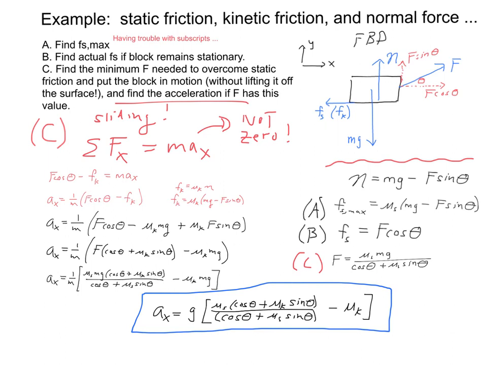So we've got this term here, cosine theta plus mu sub k sine theta, and here in the denominator we've got cosine theta plus mu sub s sine theta. If mu sub k and mu sub s had the same value, this parentheses term and this parentheses term would be the same, so they'd cancel. And we'd have g times the quantity mu sub s minus mu sub k. And if mu sub s and mu sub k were equal, we'd have g times 0, giving us 0 a sub x. So at least our result checks out in that way. So we can check the limiting case, and we can check the units, and then we can have some degree of confidence that our answer is indeed correct.